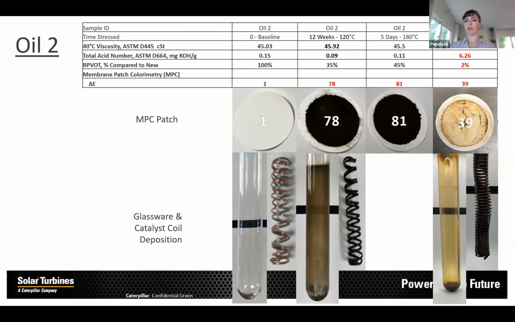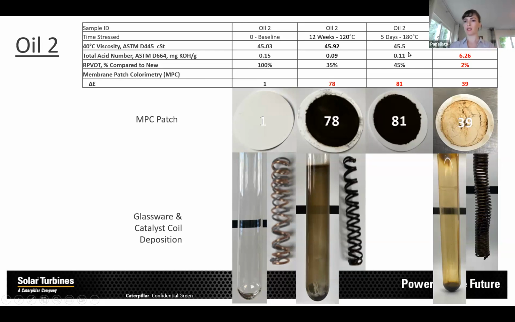Right away, even with a lower temperature test, the 120 degrees Celsius test, we start to see some of the parameters shifting considerably. We do see a considerable consumption of the antioxidants, so we have dropped in the 12 weeks of tests from 100 to 35%. And the MPC shows a drastic increase from 1 to 75, as evidenced by the photo of the patch, but also from the deposits on the glassware as well. So this oil doesn't seem to stand up very well to being tested at even the more mild temperatures of 120 degrees Celsius, but this becomes even more apparent as we move up through the temperature scale.